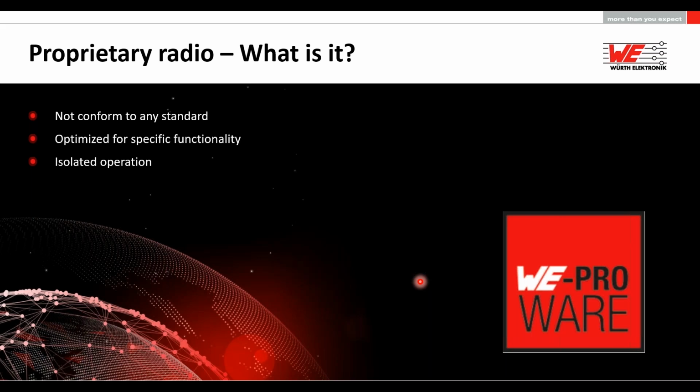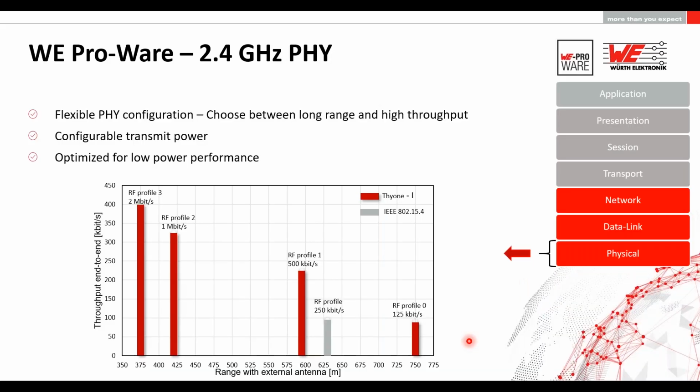On the other hand, a proprietary radio can be optimized to operate in a specific region, which means that it can be optimized to provide a specific functionality like high range, higher throughput, very optimal battery performance. So these are the advantages that you can achieve with proprietary radio. There are a lot of proprietary radio protocols available in the market, but today we're going to talk about the WE ProWare. The WE ProWare is the proprietary radio protocol from Würth Elektronik.